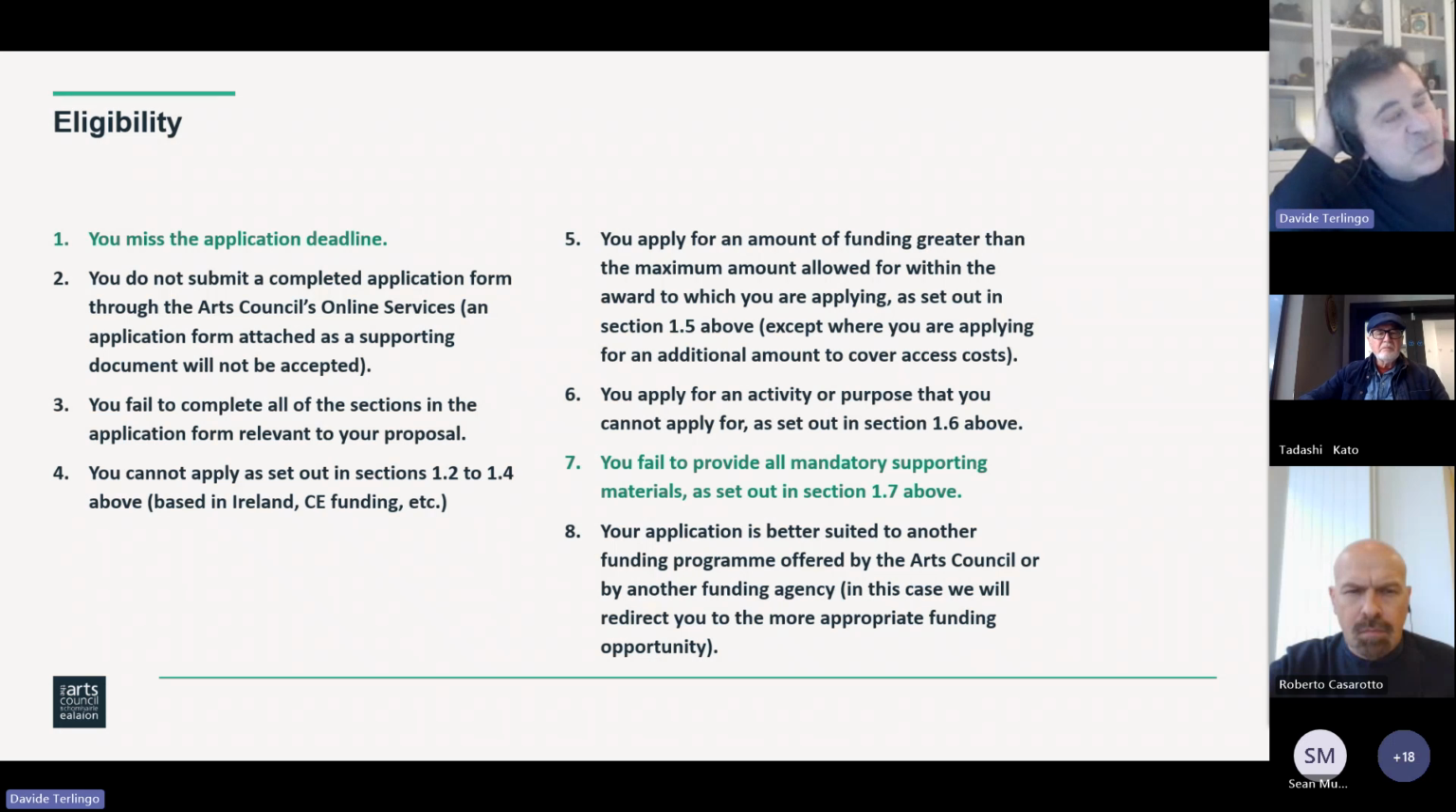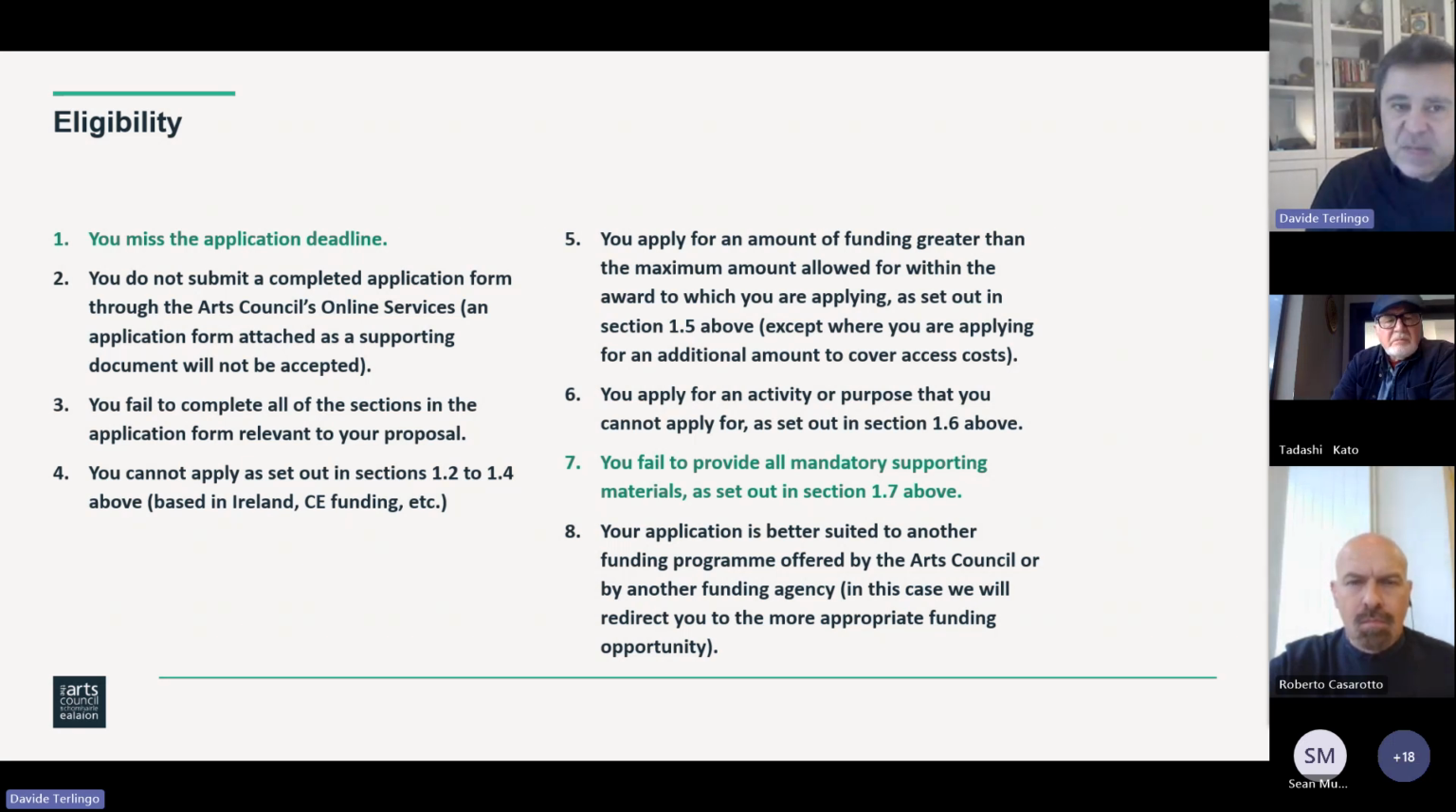Okay, so this was a general overview of Strand 1, and a general overview of Strand 2. We now move into general information which is applicable to both strands, and that is generally applicable to all Arts Council funding programs. But in particular to these funding programs, there are a few things to consider.